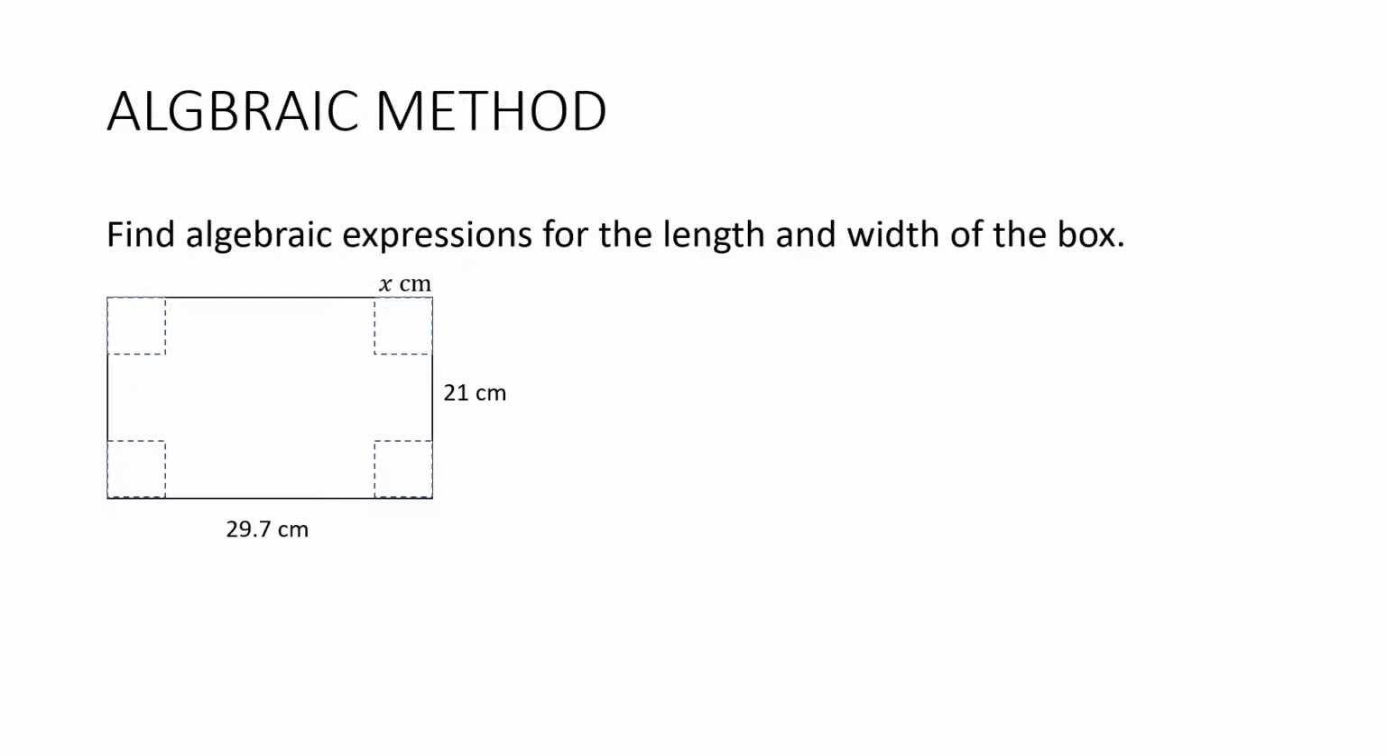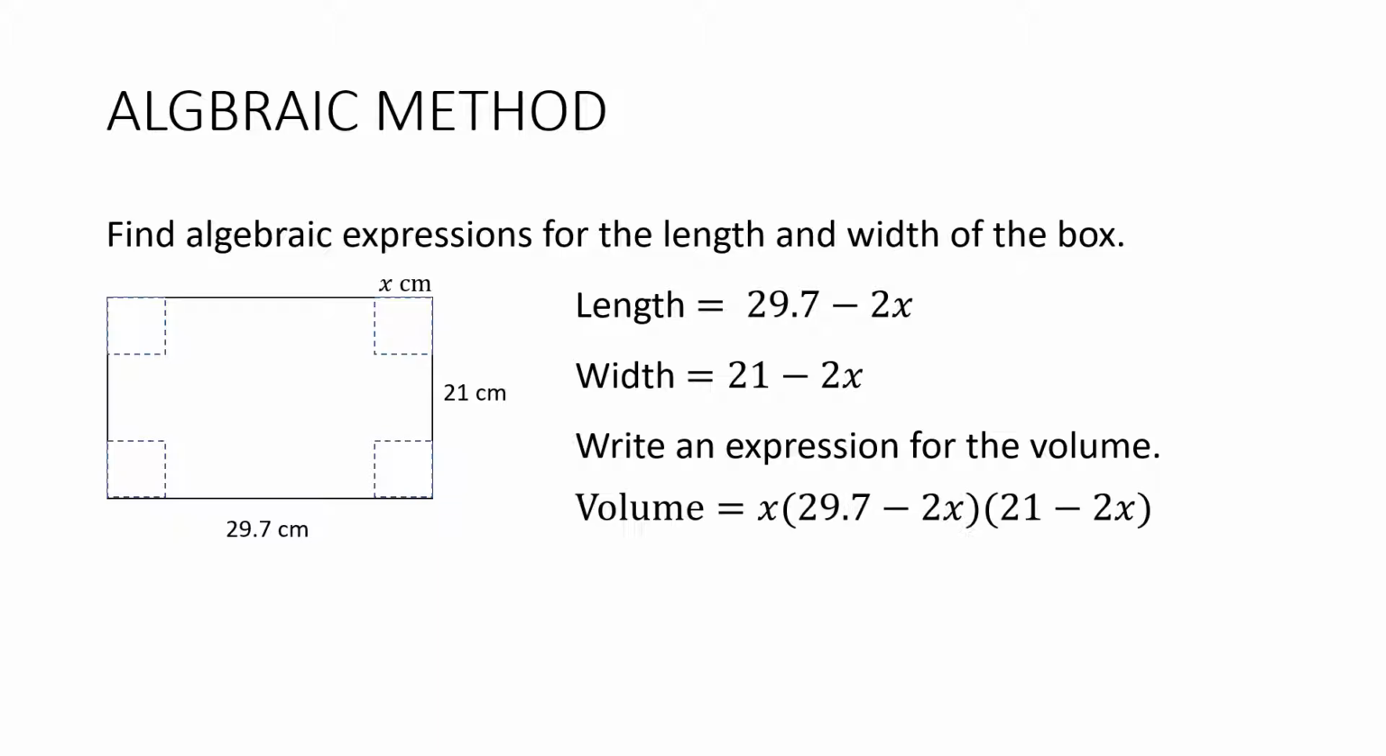Now if we were to do it algebraically, all we have to do is find algebraic expressions for the length and the width of the box, which we did earlier. So the length is 29.7 take 2x, the width is 21 take away 2x, and our volume would be this. Now we can't use a vertex formula to find the minimum or maximum because it's not a parabola. This is actually a cubic.